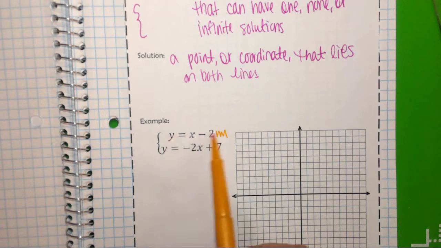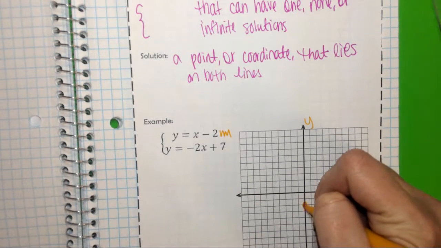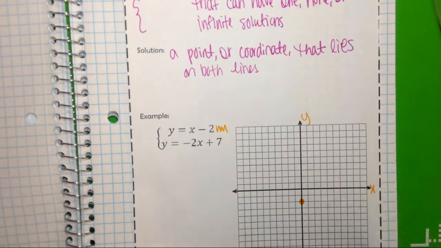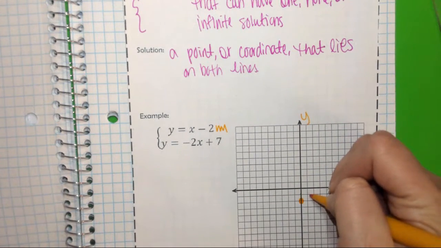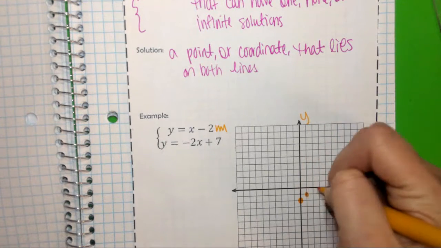Alright, so let's start by graphing this equation right here. So the first thing we do is what? Go down to -2 on the y-axis. Good, take a point. And then what do we do? Up one, to the right one. There you go. Take a point.